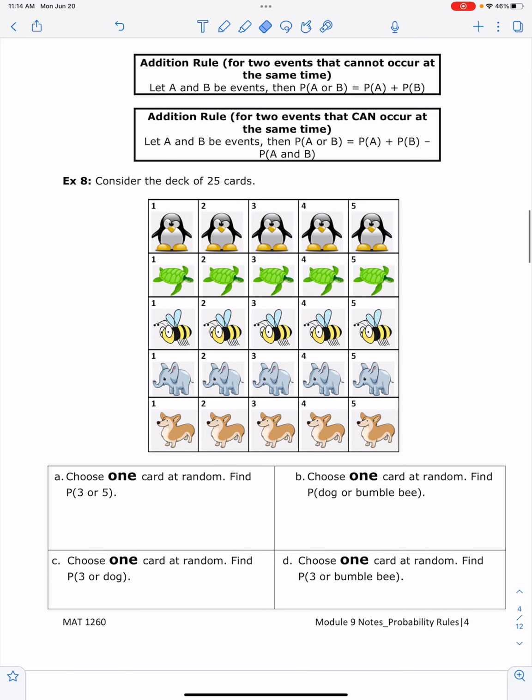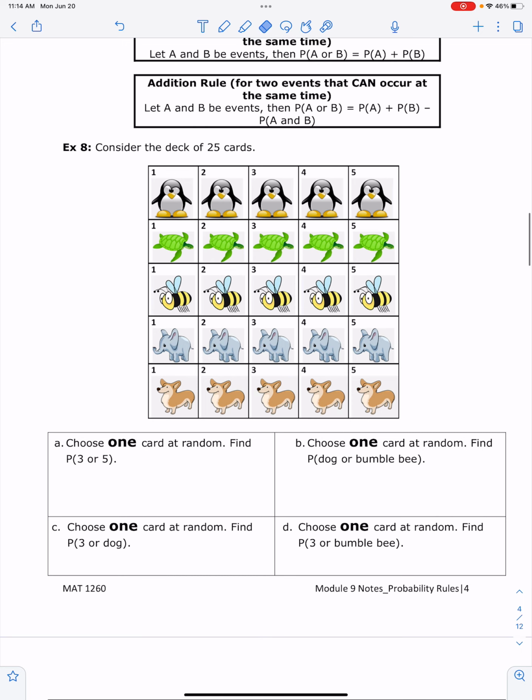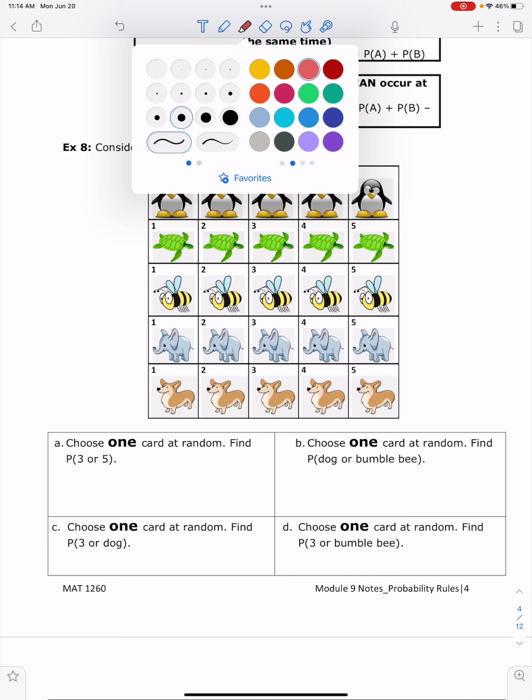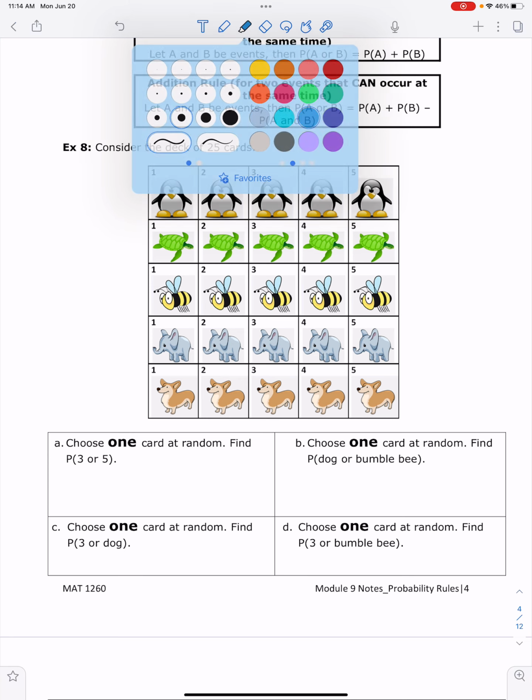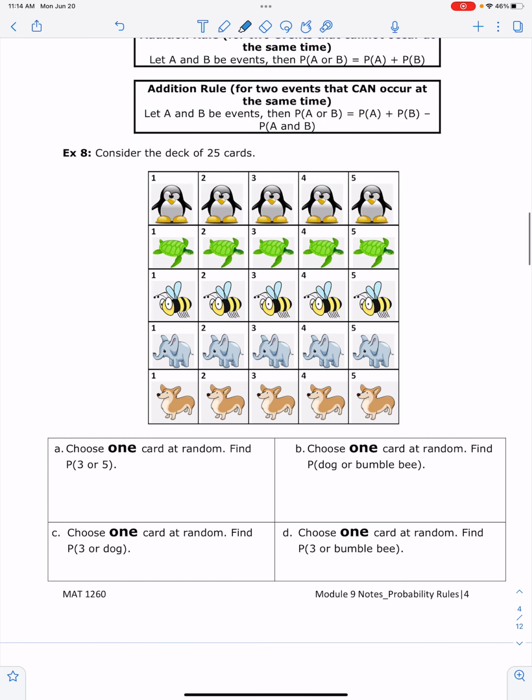So we have the deck here of 25 cards. We've got penguins, sea turtles, bumblebees, elephants, and doggies. If we want to choose one card at random, we want the probability that we get a 3 or a 5. So let's take a look at where those are. Here are all of my 3s. So the probability of a 3 is 5 out of 25.